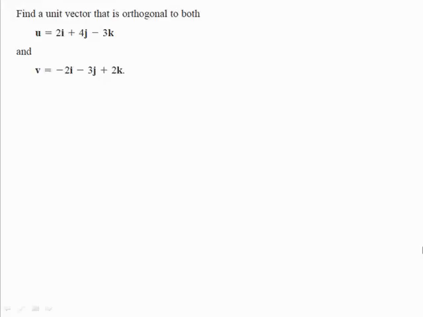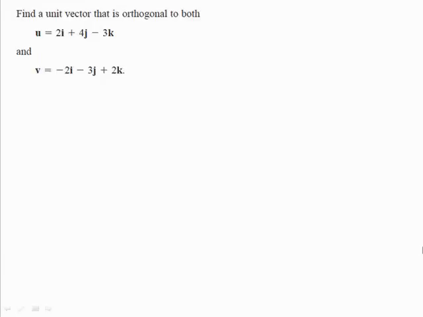Find a unit vector that is orthogonal to both u is equal to 2i plus 4j minus 3k and v is equal to -2i minus 3j plus 2k. The cross product of u and v is orthogonal to both u and v.